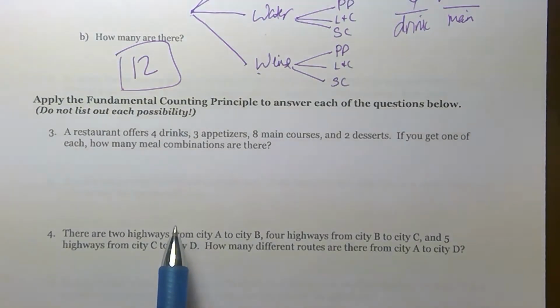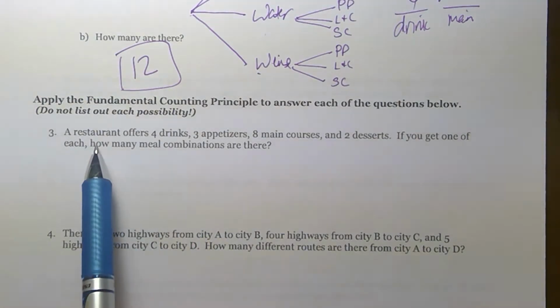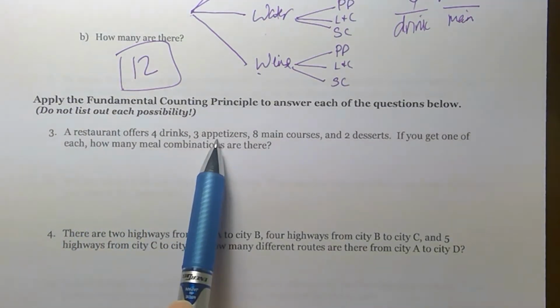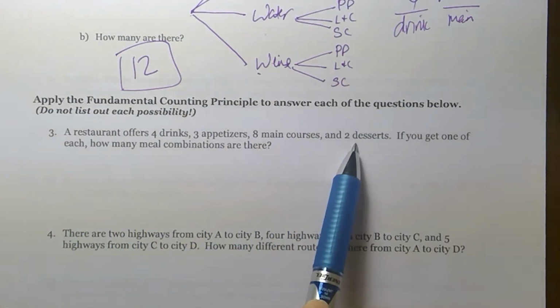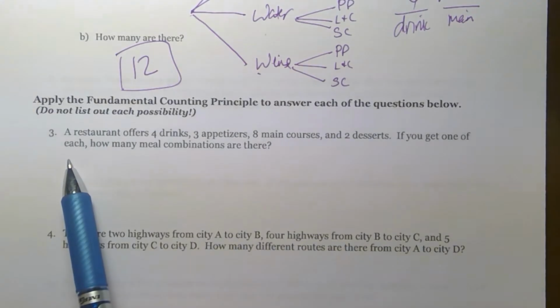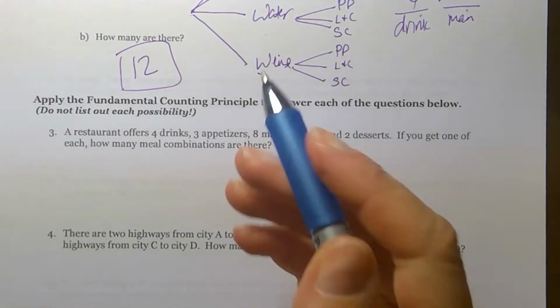I'm going to do the first one with you and show you how I expect to see you set it up. Then I want you to pause the video and see how you do on your own. A restaurant offers 4 drinks, 3 appetizers, 8 main courses, and 2 desserts. If you get one of each, how many meal combinations are there?